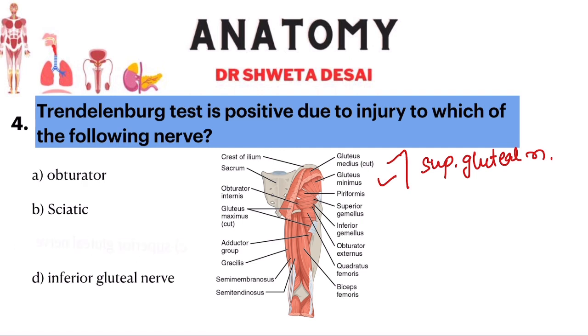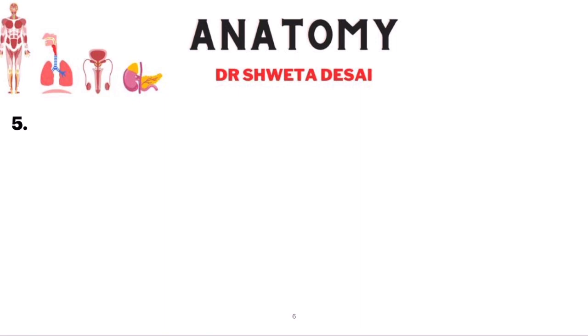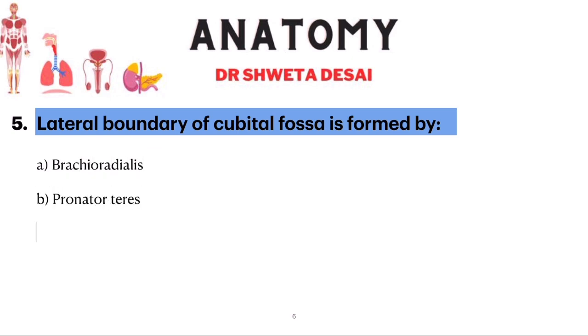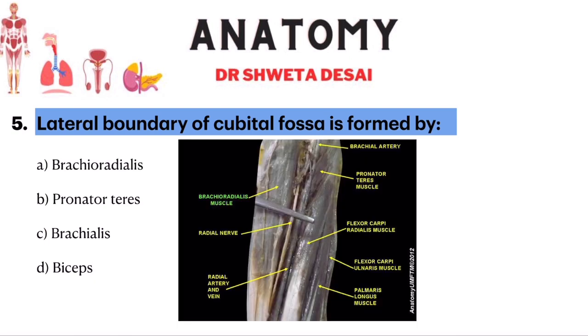Superior gluteal nerve. Now the next question, question number 5. Lateral boundary of cubital fossa is formed by. Options are A. Brachioradialis, B. Pronator teres muscle, C. Brachialis muscle, and D. Biceps brachii muscle. So here you can see this is cubital fossa. The lateral boundary is made up of brachioradialis, and the medial boundary is made up of pronator teres muscle. So the correct answer is A.